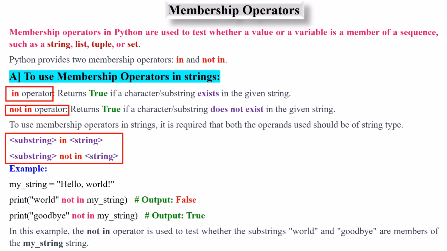In the second print statement, "goodbye" not in my_string checks if the substring goodbye is not present in my_string. Since goodbye is not present in my_string, the expression evaluates to true. Therefore, when you print the results, the output will be false for the first print statement, true for the second print statement.